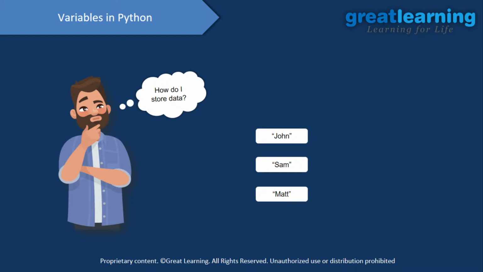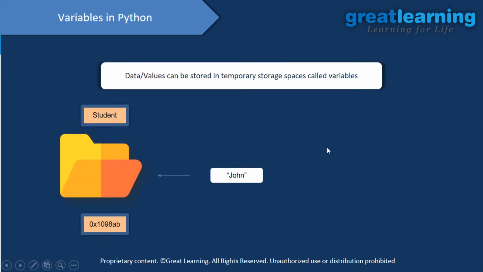So let's say you have to store these three names over here. You've got John, Sam, and Matt, which are, let's say, names of your friends, and you would want to store this data somewhere. So what you'll do is go ahead and store these values in a variable. So what exactly is a variable? You can consider a variable to be a temporary storage space. Over here, this is our variable, and inside this variable, we are storing the value John.